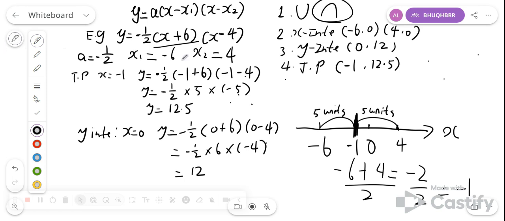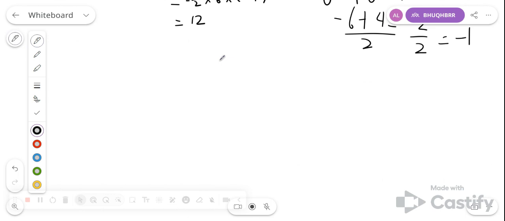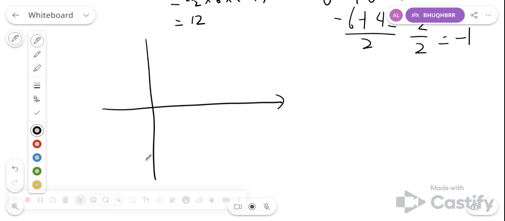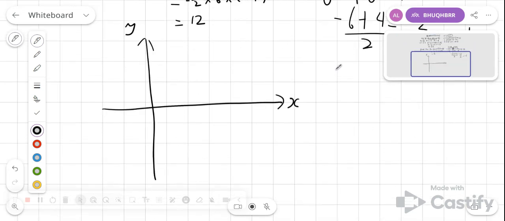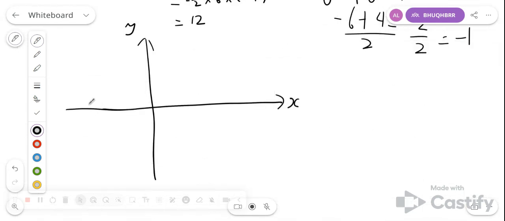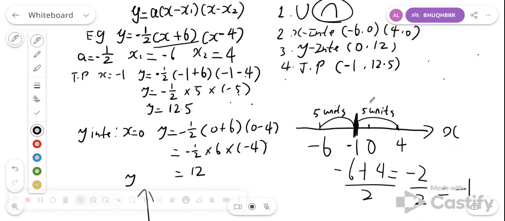We can continue. So I'll go a little bit further down here. Then you have the graph, x and y. And then remember my x-intercept. Firstly, it's concave down, so it's facing down. And then we have x-intercepts -6 and 4, so we can put -6 somewhere here, and then 4 over here, and then your turning point. Sorry, my mistake. So the turning point is -1 and 12.5.